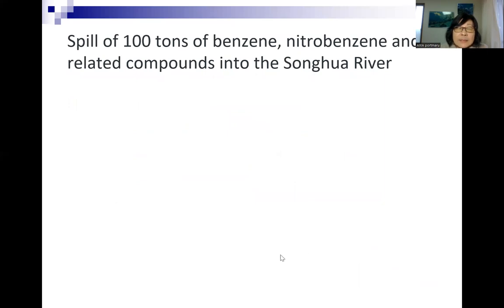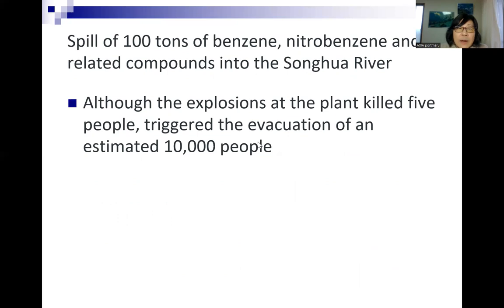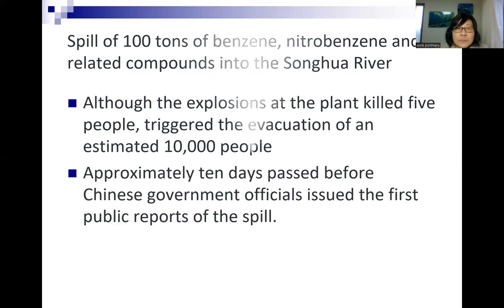And with this accident, a spill of 100 tons of benzene, nitrobenzene, and related compounds into the Songhua River was found. And although the explosions at the plant killed 5 people, they triggered the evacuation of an estimated 10,000 people of the region. And approximately 10 days passed before Chinese government officials issued the first public reports of the spill.